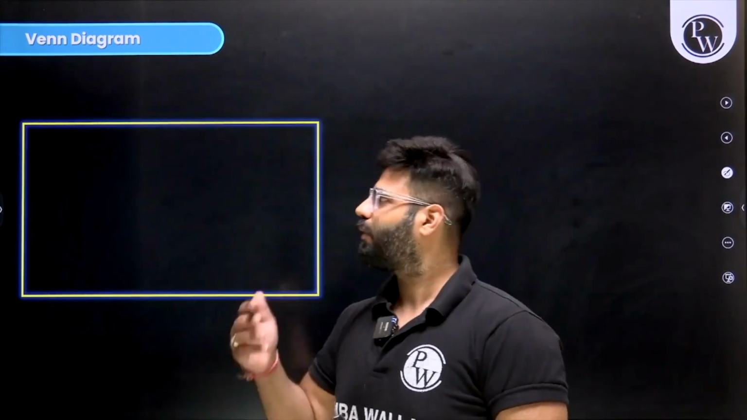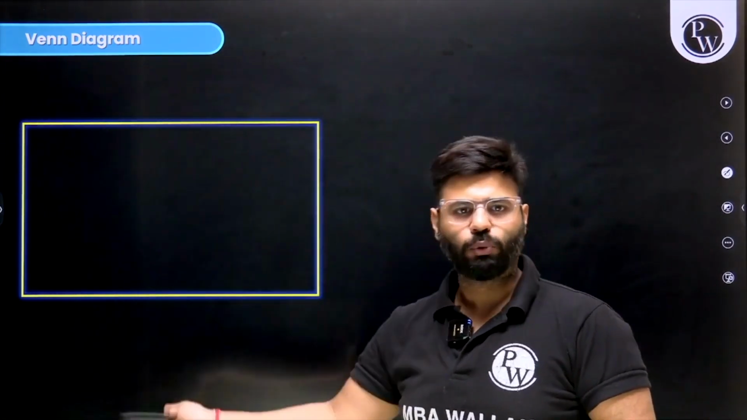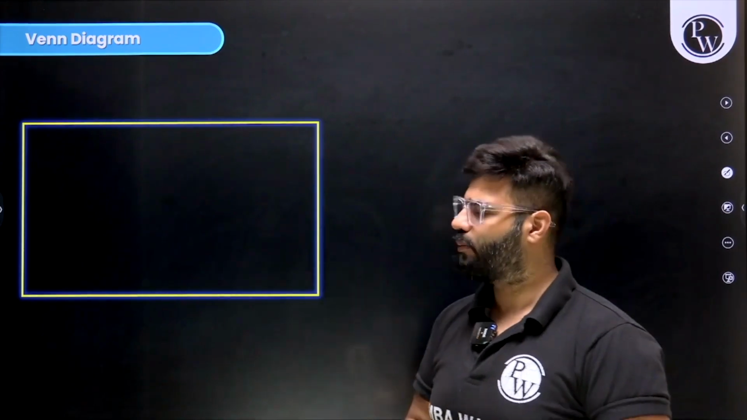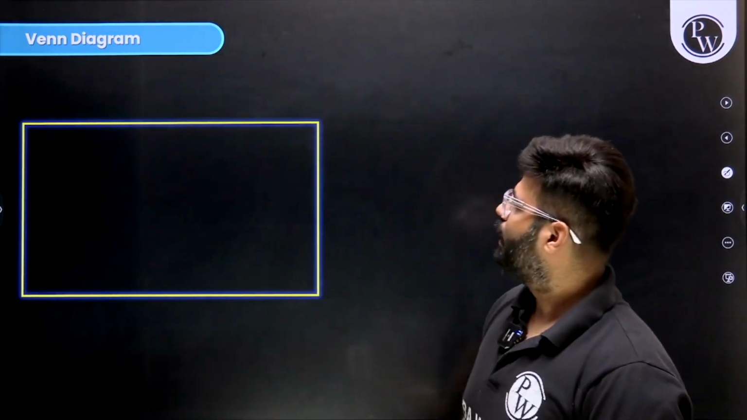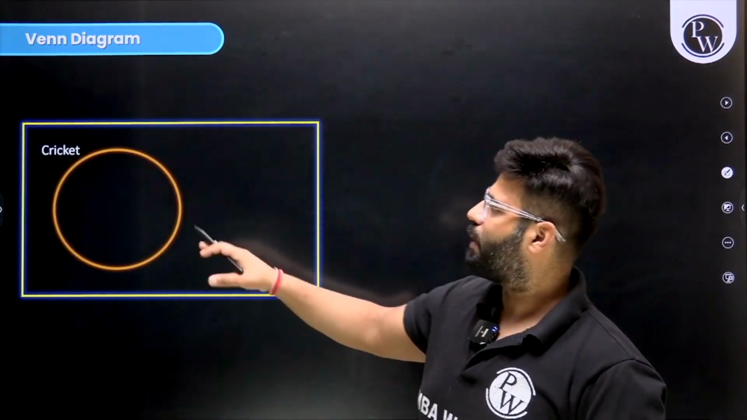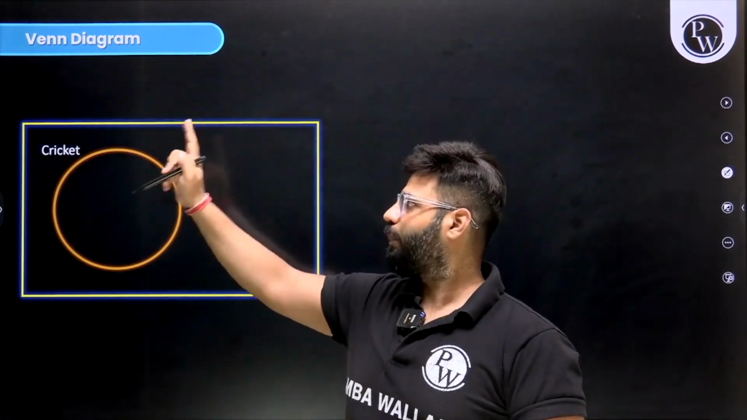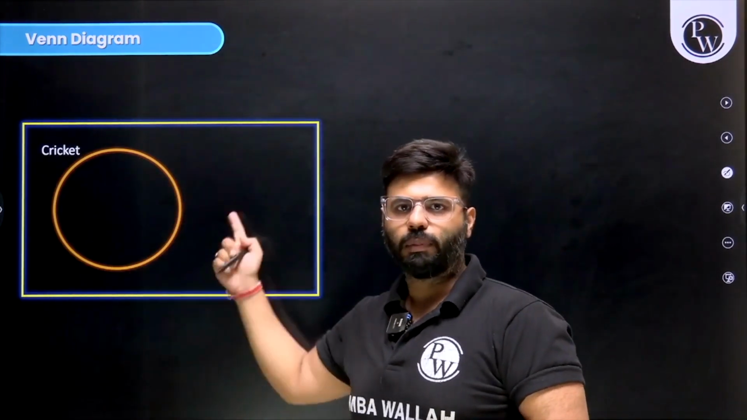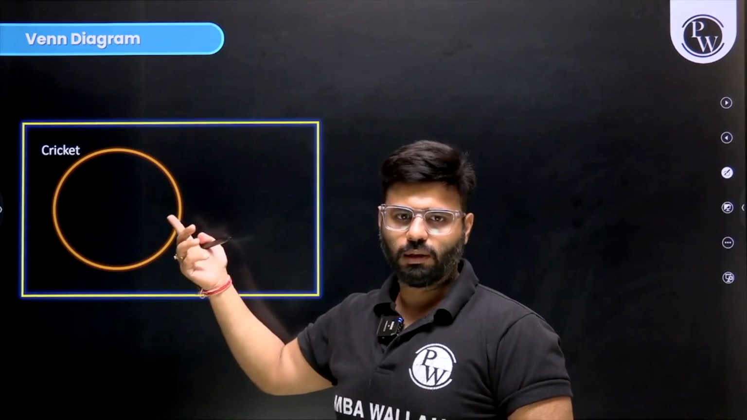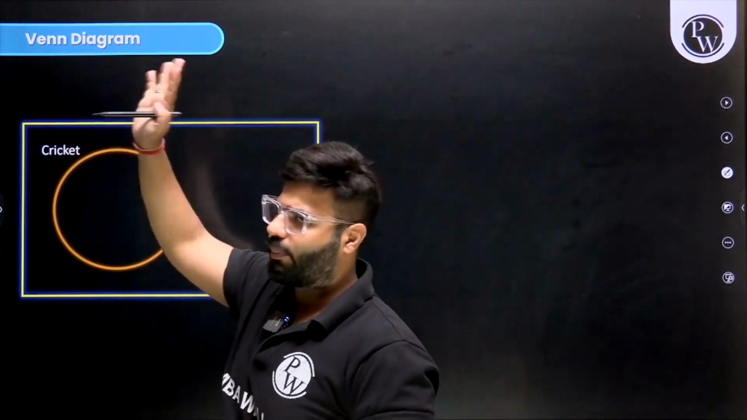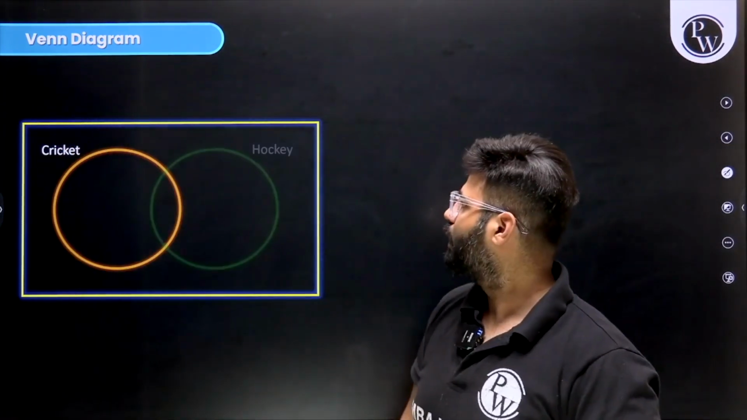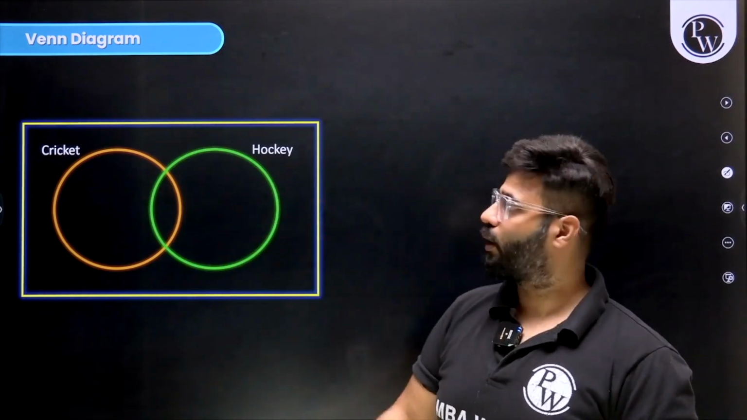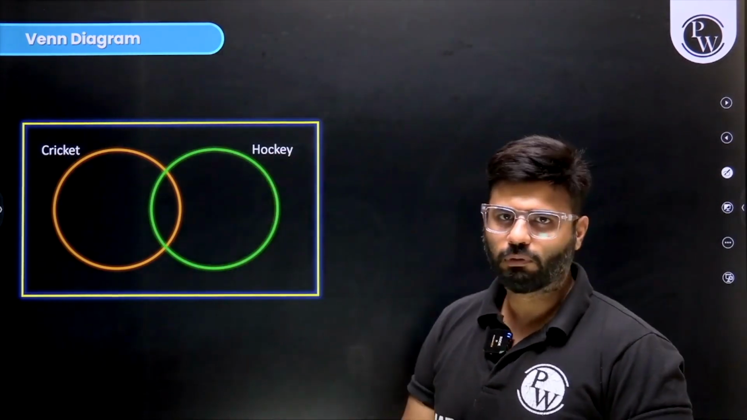Let us say I have an entire pool of students, right? Maybe a class, maybe a college, maybe a school, whatever. Now in that particular pool, there are some people who play cricket. So the people playing cricket will be represented by this particular circle, and we'll be writing over here how many people play cricket. And then we have another circle. These are the people who play hockey.